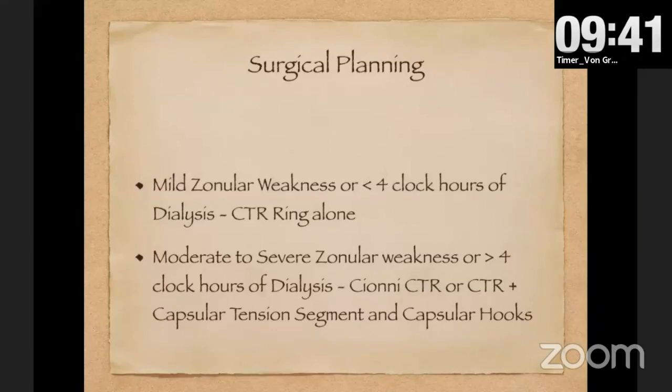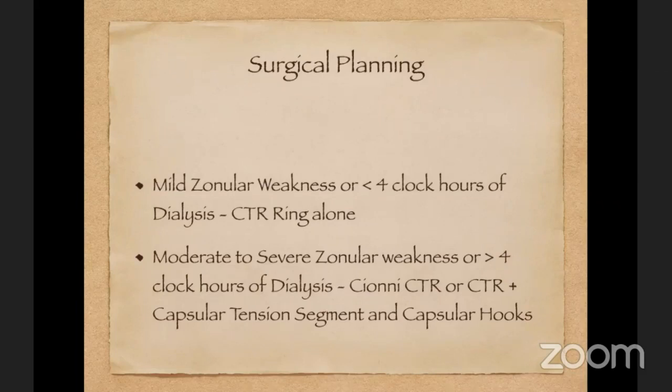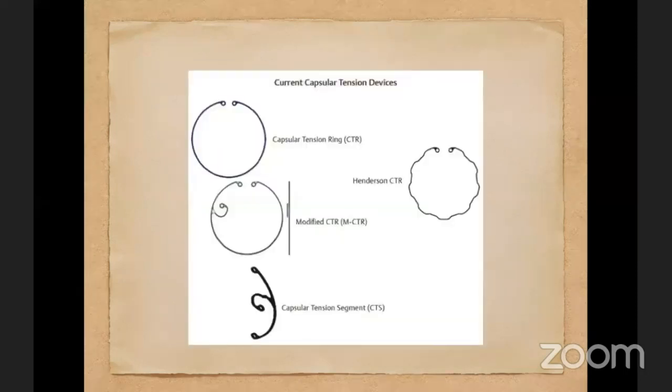And if we have a zonular dialysis more than 4 clock hours, then we need to anchor the CTR ring with the sclera, either using a Cionni CTR ring, or we need to use CTR ring along with capsular tension segment and other devices. So these are the capsule tension devices we have available right now.